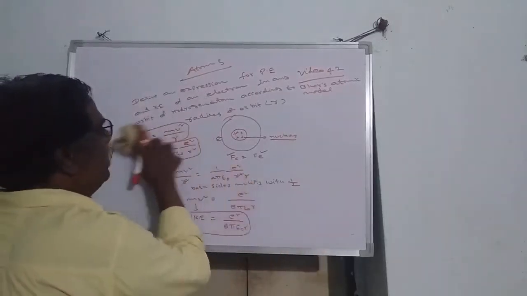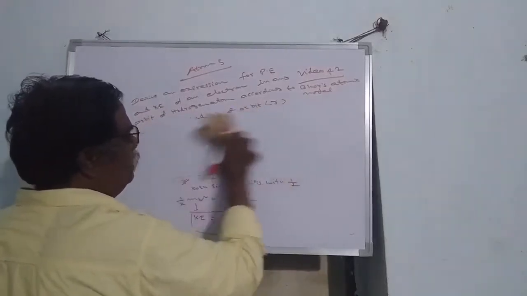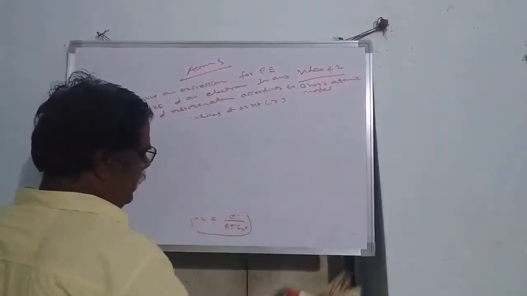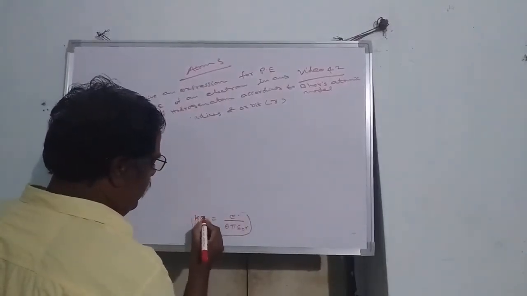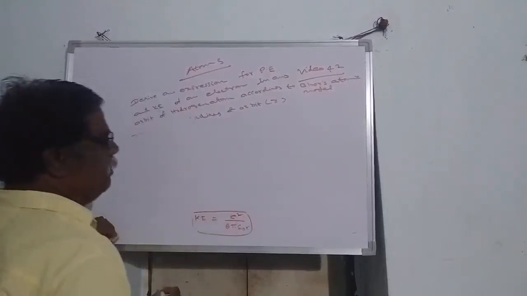Then, what about the potential energy? Then only we get the total energy. So, first we calculated kinetic energy. Kinetic energy is K.E. equal to e square by 8 pi epsilon naught r.